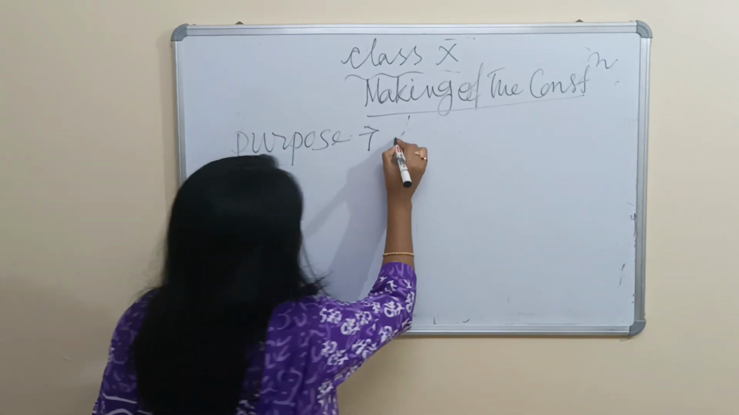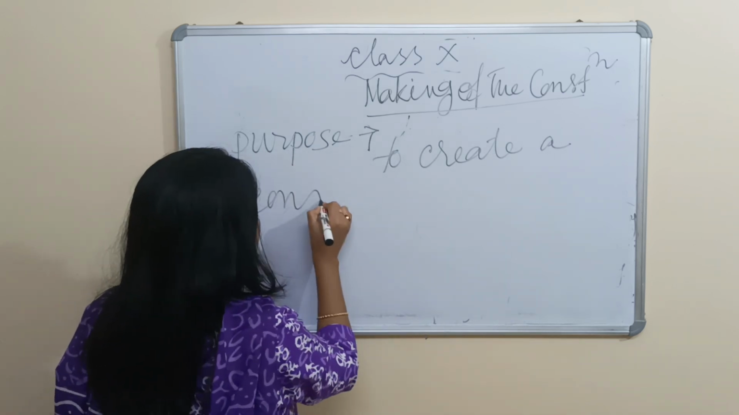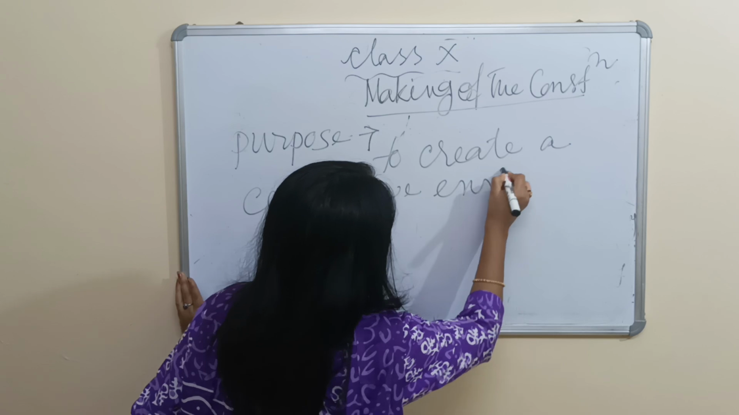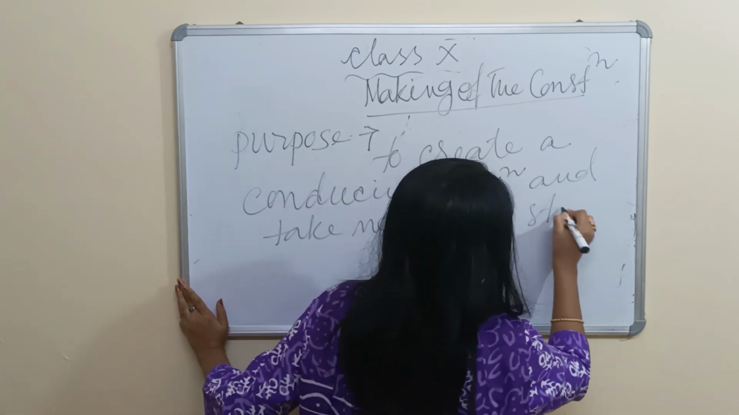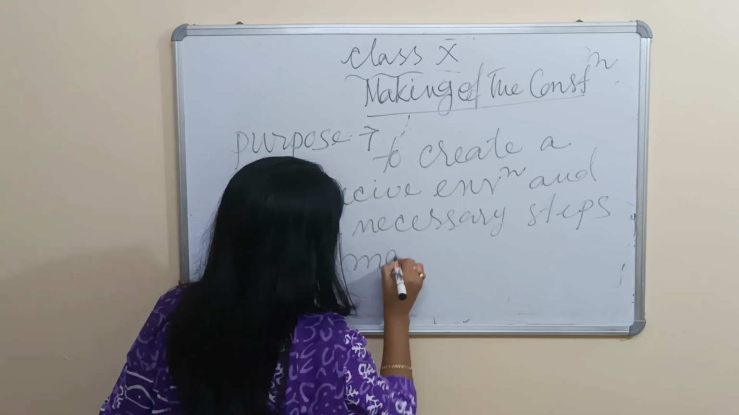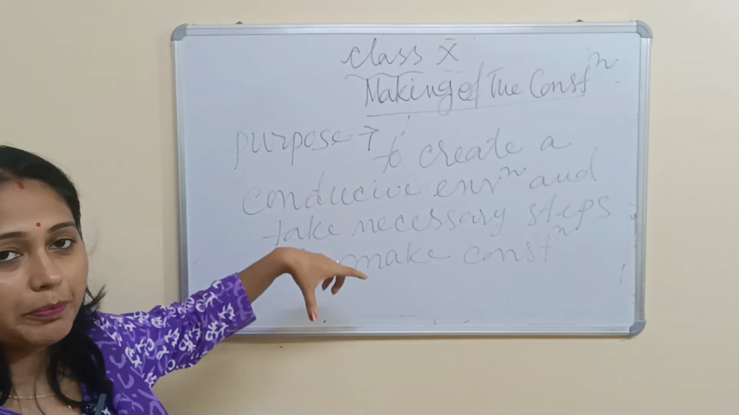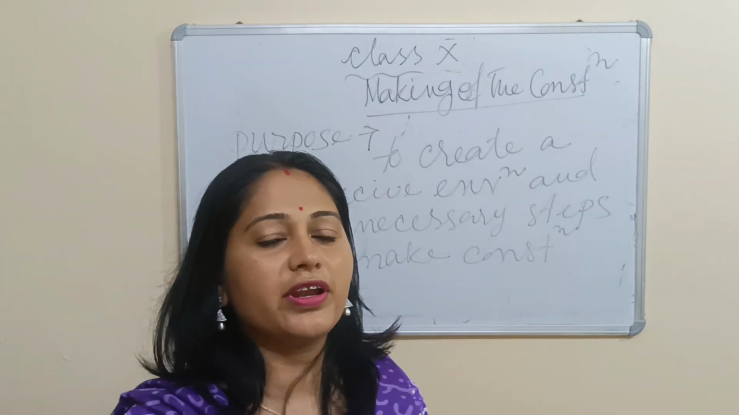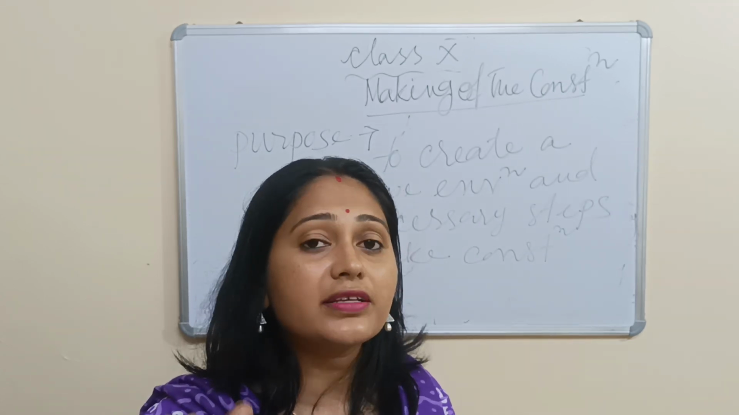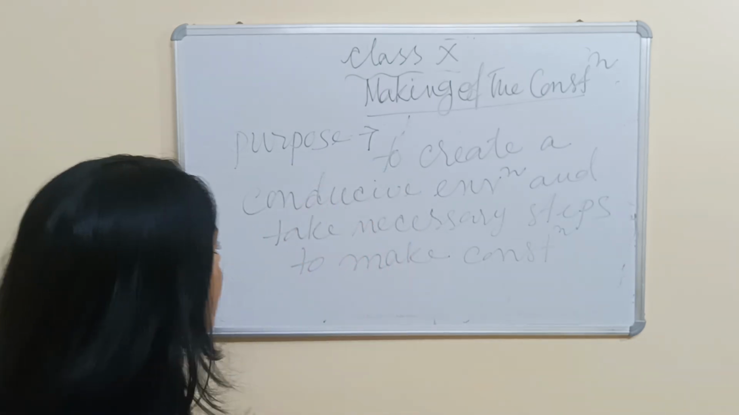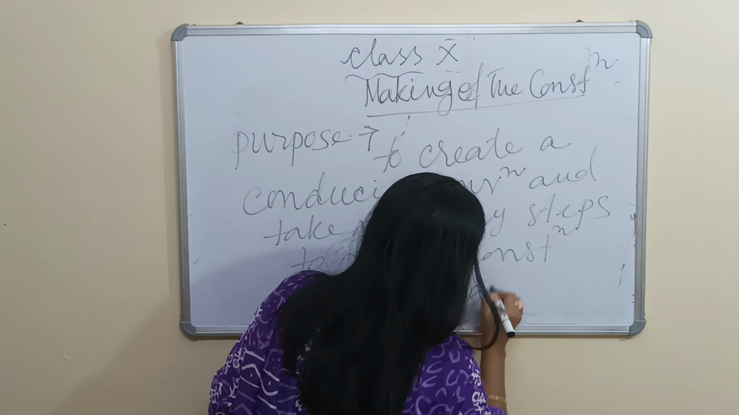So purpose क्या था? To create a conducive environment and take necessary steps to make a constitution. समझ में आया? कैबिनेट मिशन का पर्पस क्या था कि हमें इंडिया में जाके ऐसा एनवायरनमेंट बनाना है, ऐसा हर वो चीज करना है जिसके जरिए हम एक संविधान बना पाए. And in this cabinet mission there were 3 cabinet ministers.